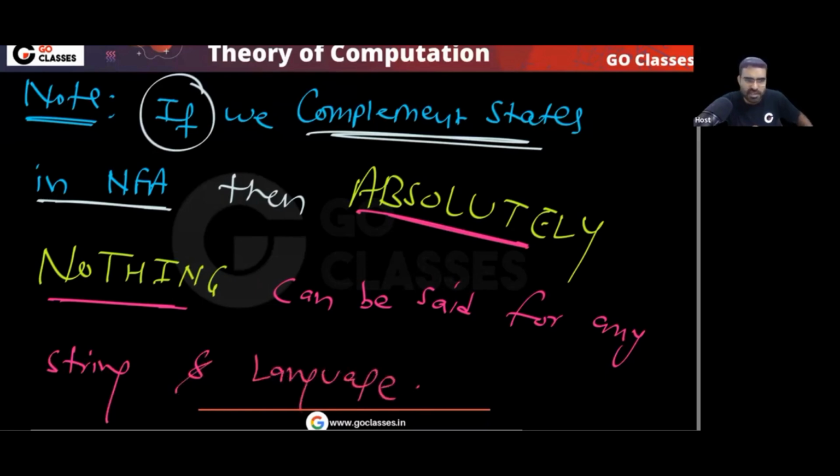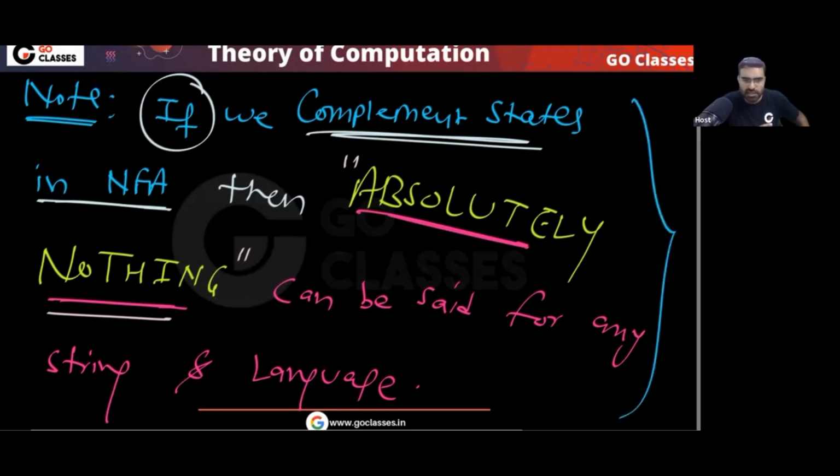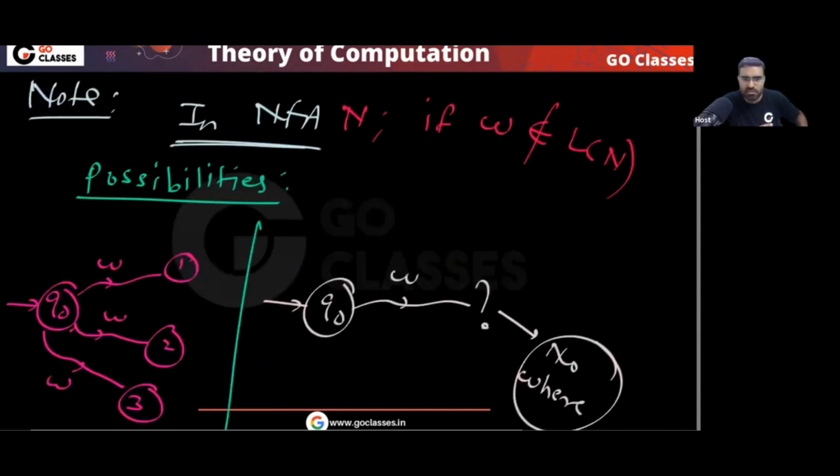You cannot say subset, superset. You cannot say anything. Is this point clear? Please tell me. Absolutely nothing. There is nothing which you can say for certain. There is nothing you can say that will always be true. So please understand, because in the GATE exam, they can create this type of questions.